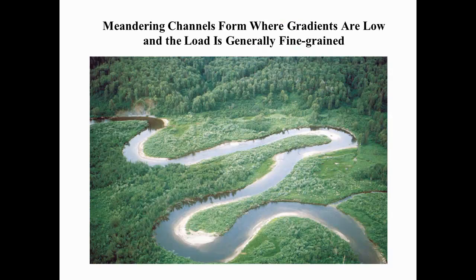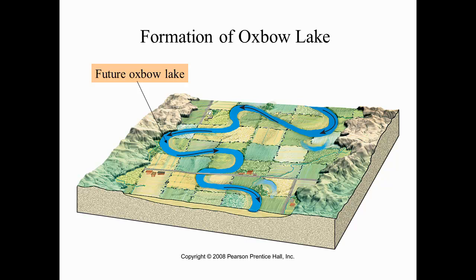Let's look at this photograph here. Notice that within this meandering channel, the inner bends always have net sedimentation and formation of the point bar, whereas the outer bends are the sites of net erosion where the cut banks are located. Meandering channels form typically where the gradients are low and the load is generally fine grained, typically silts and clays. It's a very common pattern, actually.